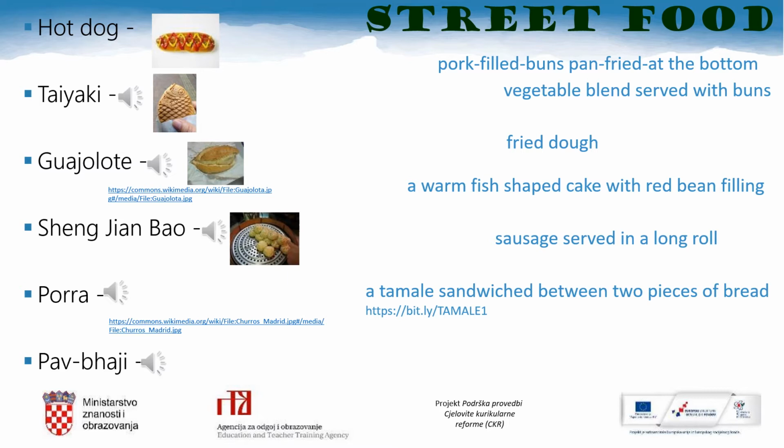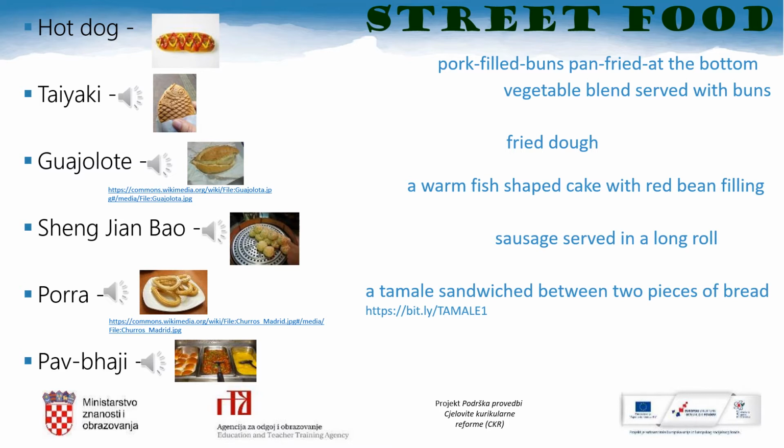Next one. This is the picture of food, and this is what it sounds like. Xingjianbao. Xingjianbao. Excellent. The next one looks like this, and it sounds like this. Listen and repeat. Porra. Porra. Great. That was easy. And the last one, this is what it looks like, and this is what it sounds like. Listen and repeat. Pav bhaji.